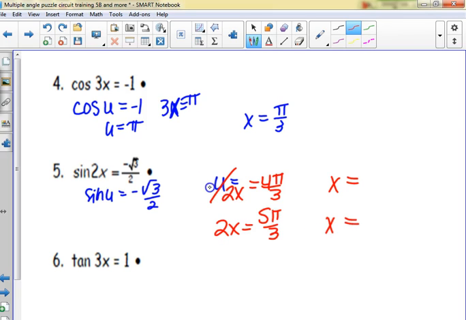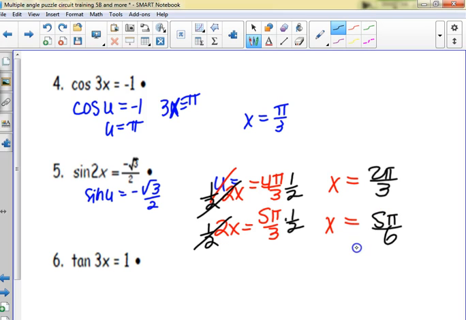I divide both sides by 2, or would it be easier maybe for me to explain it as multiply by 1/2? Right, that's going to get rid of it over here. I get 4 pi over 6, which reduces to what? If I take half of this side and half of this side, I get x equals 2 pi over 3 and 5 pi over 6. Is there a dot on the right-hand side for you to connect to that says 5 pi over 6 and 2 pi over 3? Okay.